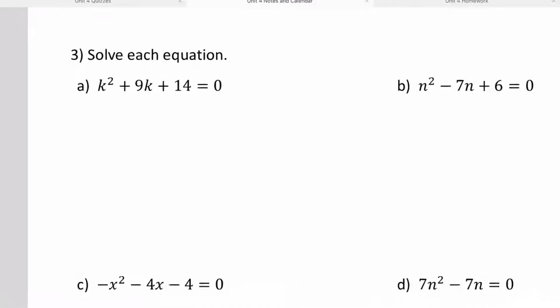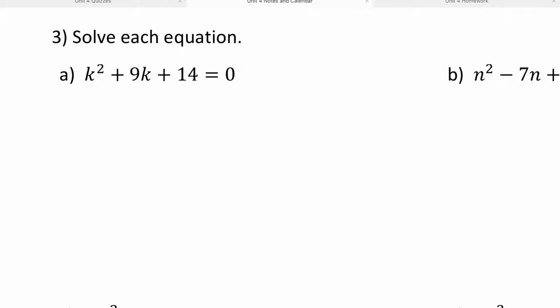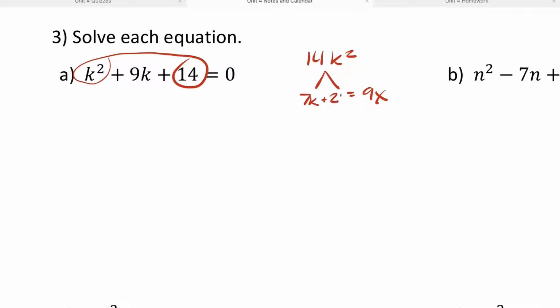First thing we'd always want to do: standard form, check. GCF, none. So we'd go straight to our glasses. It gives us k squared plus 9k plus 14. Find two numbers that will multiply to 14 and add to 9, and we'd come up with 7 and 2. Since a equals 1, we can go straight to our parentheses. We'd do k plus 7 and k plus 2.